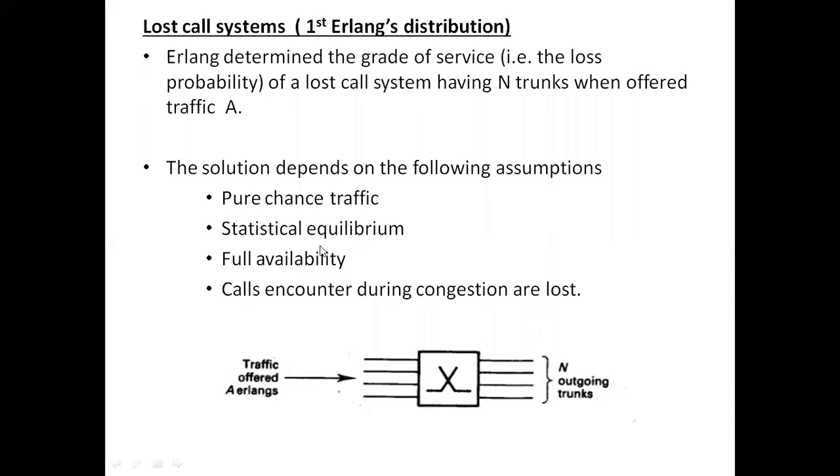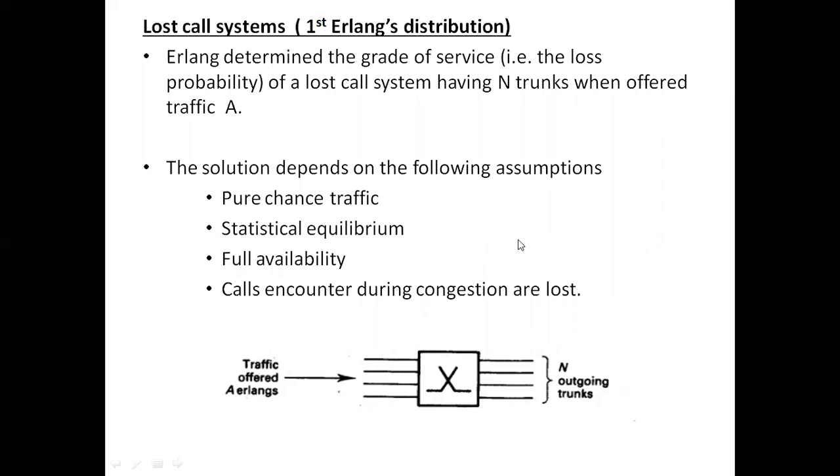Statistical equilibrium as well as the availability, and the pure chance traffic, I guess we have already seen in the mathematical model. The only additional assumption that we are seeing here is that the calls encountered during congestion are lost. As I told you, this is a circuit switching system. Whenever a call encounters a congestion, it will be lost.